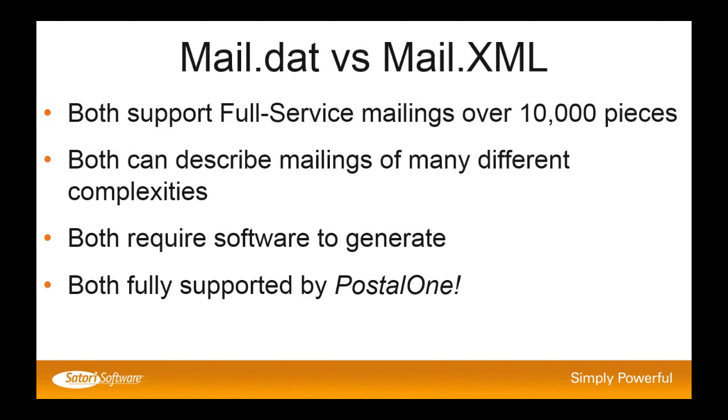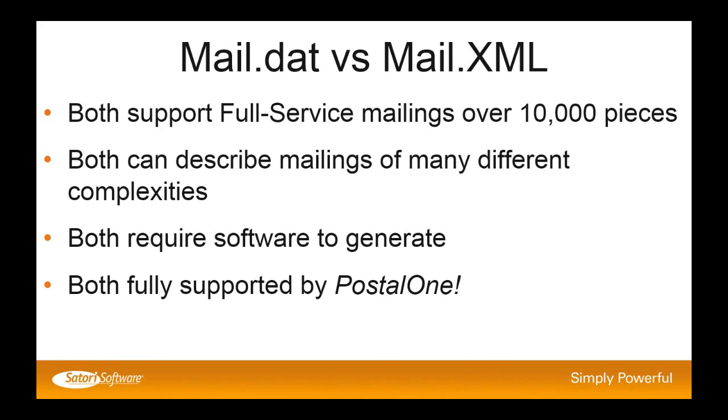So if you can't use the Postal Wizard, or if you don't want to, then your next option is to choose between the two stalwarts, Mail.dat or Mail.xml. And they have a lot of similarities. They both support mailings over 10,000 pieces. You can have millions and millions of pieces in your mailing, and both can be represented by Mail.dat and Mail.xml. And of course, those really small mailings as well.